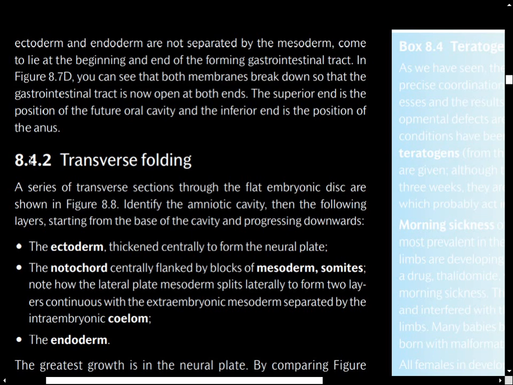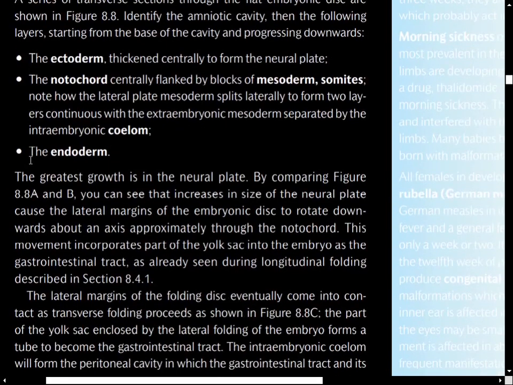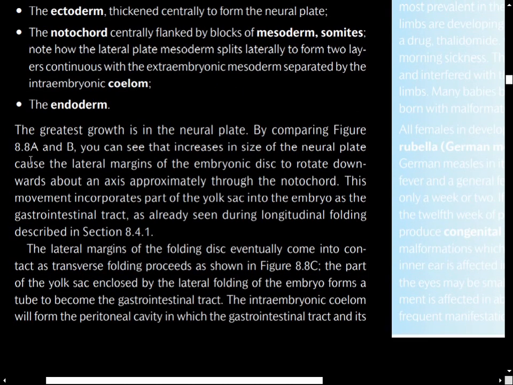The ectoderm thickened centrally to form the neural plate. The notochord is centrally flanked by blocks of mesoderm, the somites. Note how the lateral plate mesoderm splits laterally to form two layers, continuous with the extra-embryonic mesoderm, separated by the intra-embryonic coelom. The endoderm.